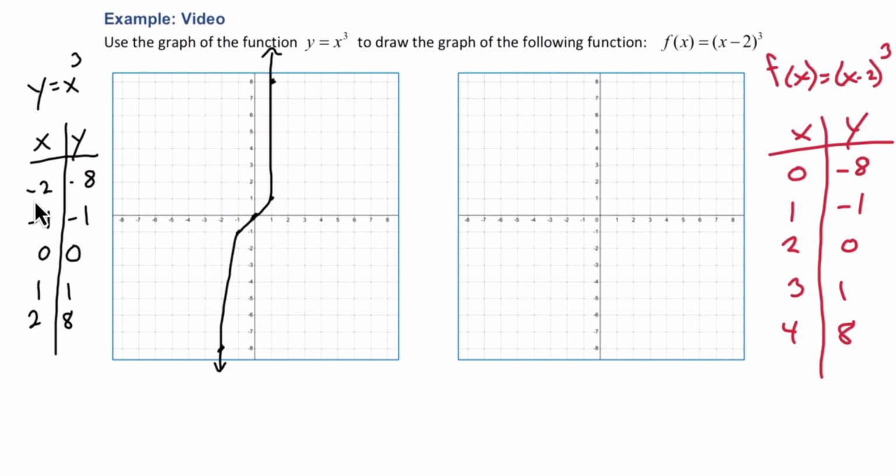Plotting these, we get 0, negative 8, 1, negative 1, 2, 0, 3, 1, and 4, 8. And notice, looking at the parent graph of x cubed to our new transformed graph, notice that the black graph has been transformed to the right 2 units.